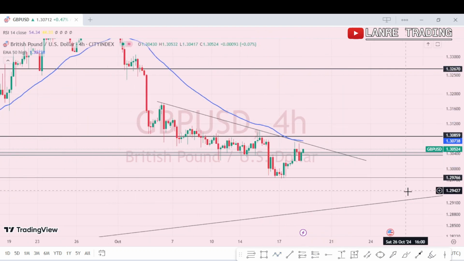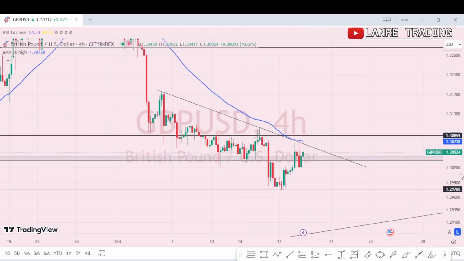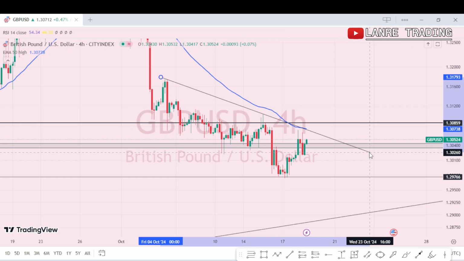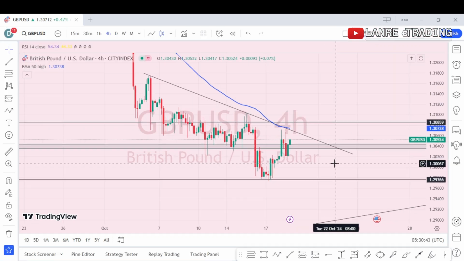Another thing I need to show you is price is currently expecting this trend line. So this pullback might be as a result of price wanting to come back to expect this trend line. We don't know what price wants to do currently, but we have to be prepared for possible occurrence.